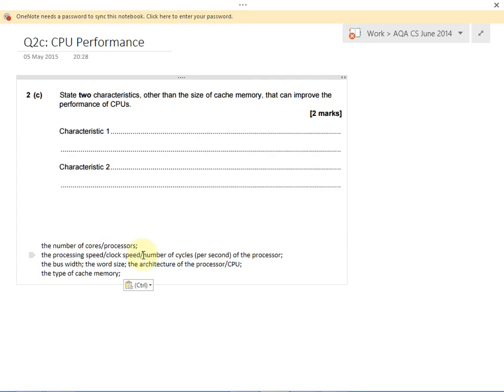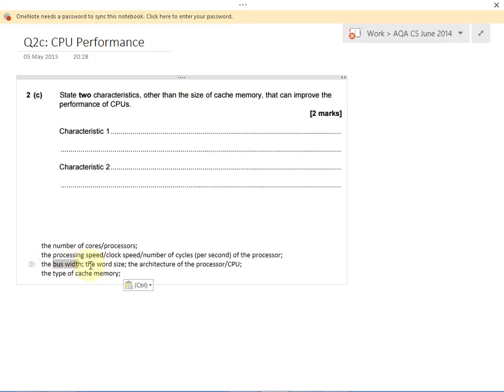Second thing you could accept for a mark was the processing speed or the clock speed, and that means each core runs at a clock speed. So you have a clock pulse that changes from 1 to 0, and every time the clock changes, each core is able to run a new instruction. So if the clock runs faster, so that means it changes from 0 to 1 in less time, then you can execute or run more instructions per second. So increasing the clock speed would let your CPU run more instructions per second.